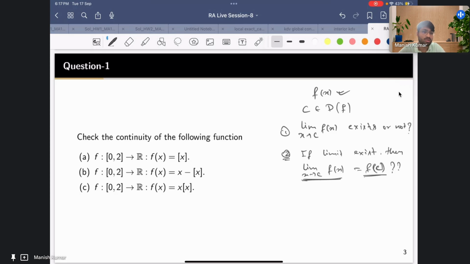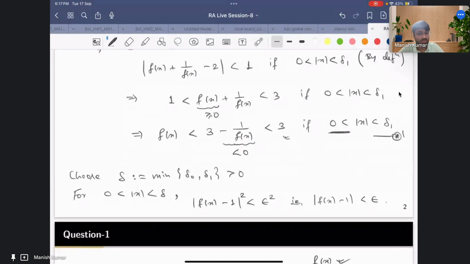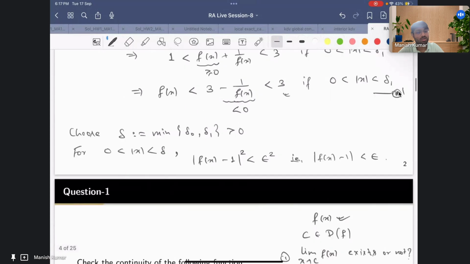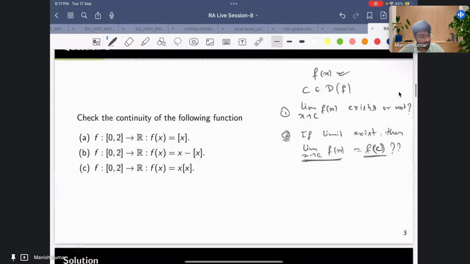See, when we talk about limit, you remember we put this kind of condition, strictly greater than 0. That means we are not considering that point. So when we talk about this limit, c might not belong to the domain of f. We don't need that when we talk about limit. We just need how it behaves near c. This is what limit means.